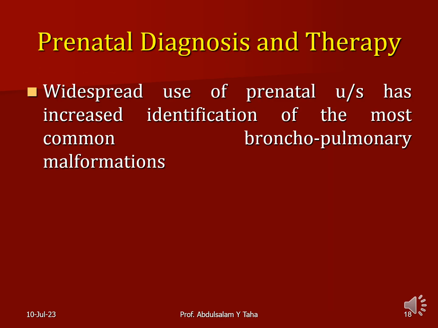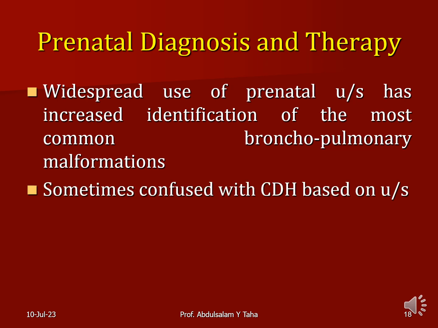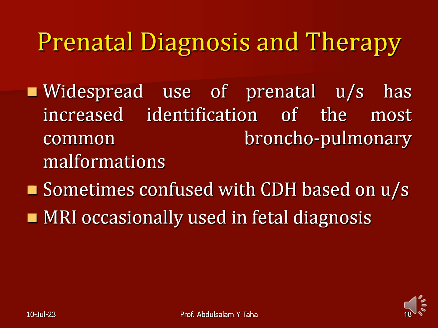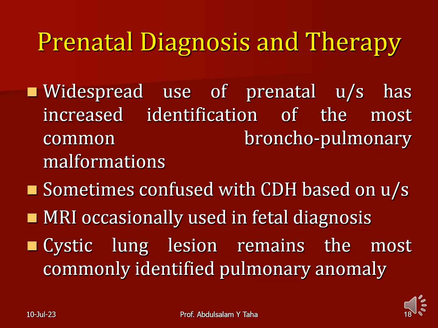Prenatal diagnosis and treatment of CPAM: widespread use of prenatal ultrasound has increased the identification rate of this, the most common bronchopulmonary malformation. Sometimes the diagnosis is confused with congenital diaphragmatic hernia based on ultrasound. MRI is occasionally used in fetal diagnosis. Cystic lung lesions remain the most commonly identified pulmonary anomaly.